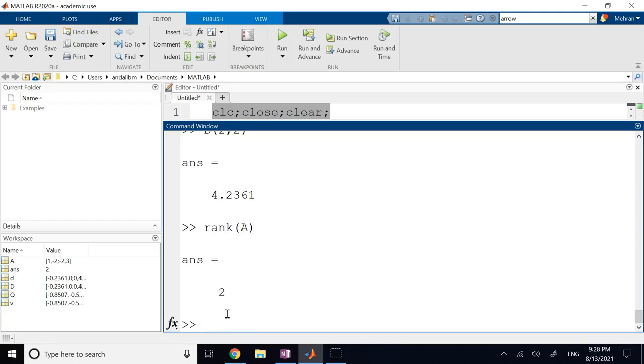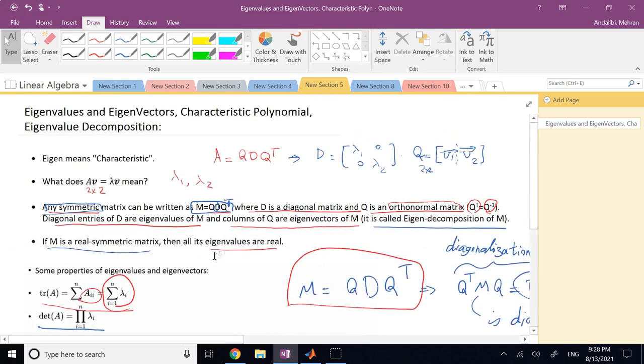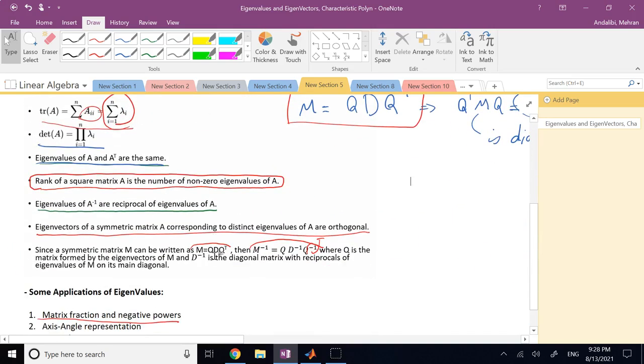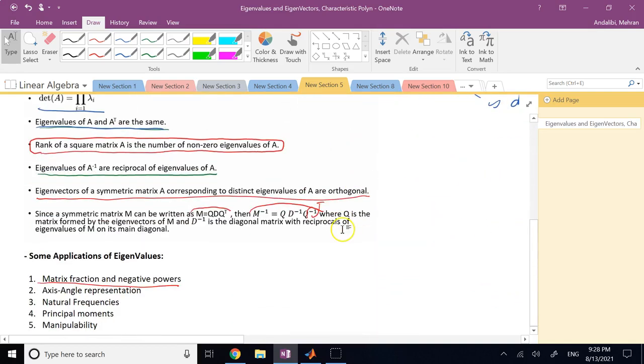Or the determinant of that would be 0, because the determinant is the product of eigenvalues. If one of them is 0, it means the determinant is 0. And you know, when the determinant is 0, not all columns are linearly independent, which means the matrix is losing rank or it's rank deficient, which is exactly what you can see in this theorem. Okay, so these are some very important properties of eigenvalues and the eigen-decomposition.